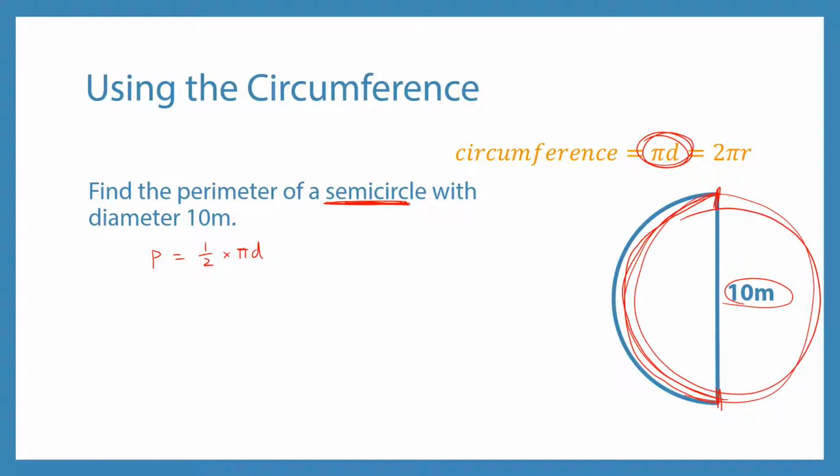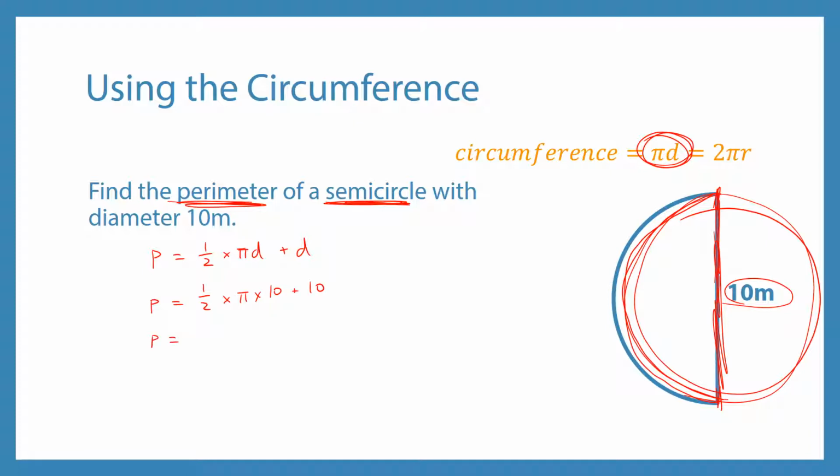But then we also have to remember we're finding the perimeter, so we need to find this length and add it on. We're going to find this, which is in this case just the diameter. So we're going to add an extra diameter. So we can simplify this one now. So perimeter is going to be half of pi times 10 plus 10.